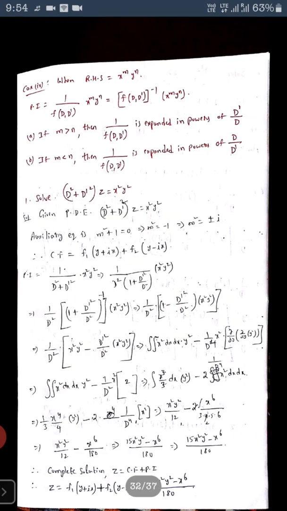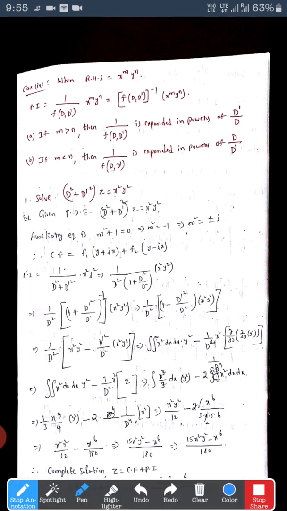Next, coming to another method, that is case 4. When the right hand side is of the form x power of m into y power of n. For the particular integral we write it in this form. Here, if you observe, if m is greater than n, we change f of d comma d dash into a function in powers of d dash by d. Suppose if m is less than n, f of d comma d dash is changed into the form d by d dash. So consider an example.